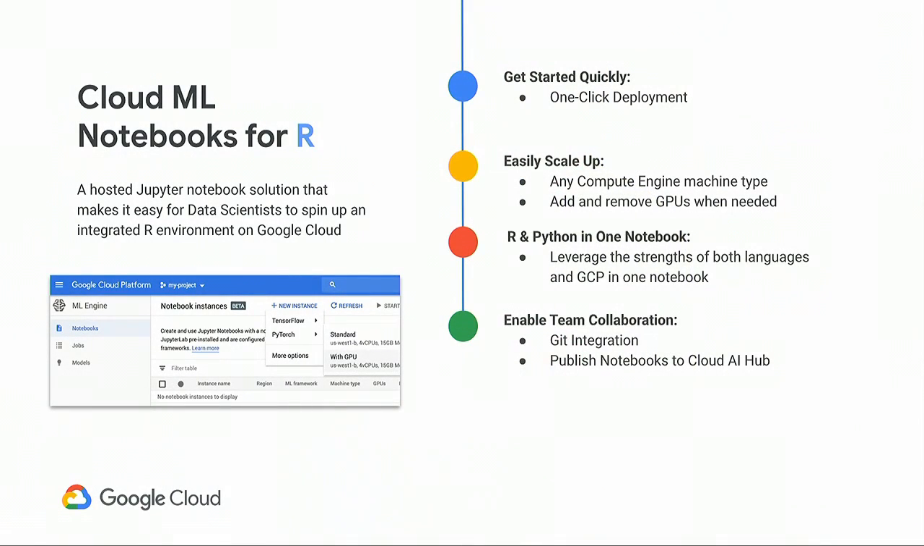So first we need to set up an R development environment, and Cloud ML Notebooks is a great tool on Google Cloud for data scientists to do this. We can get started with one click, easily scale up with Compute Engine machine types, add or remove GPUs as necessary, leverage both R and Python from the notebook, and enable team collaboration with Git integration and Cloud AI Hub. We can publish notebooks to Cloud AI Hub.